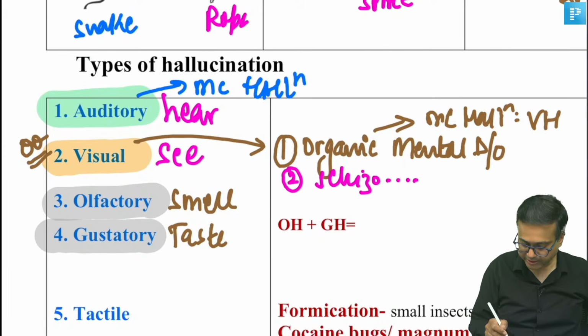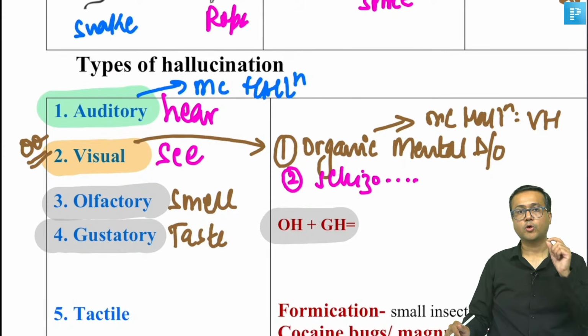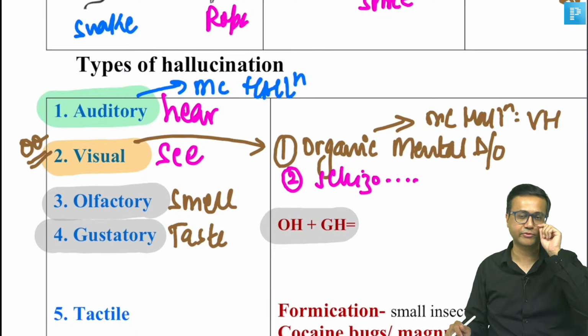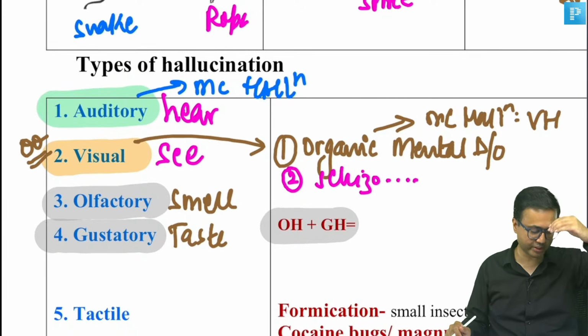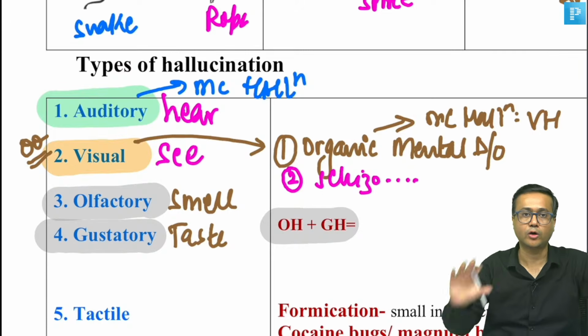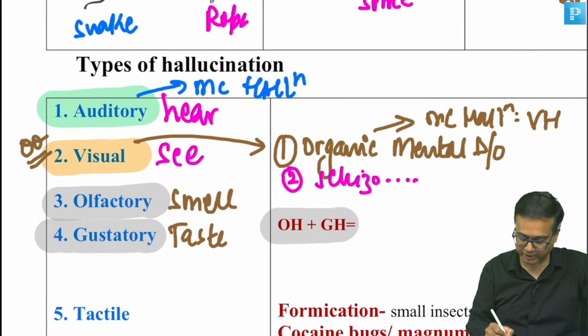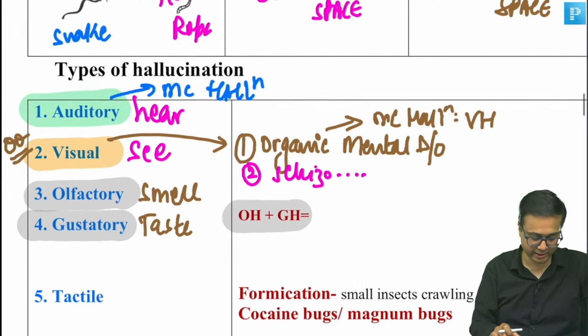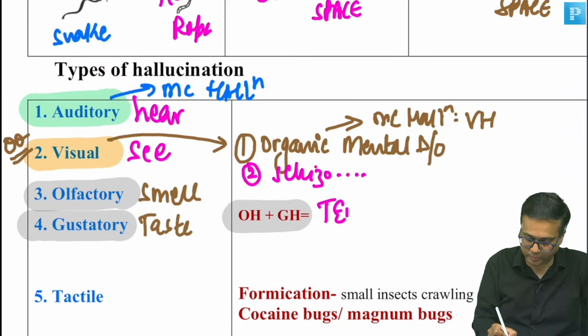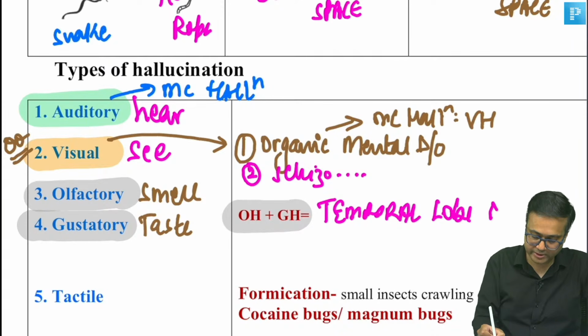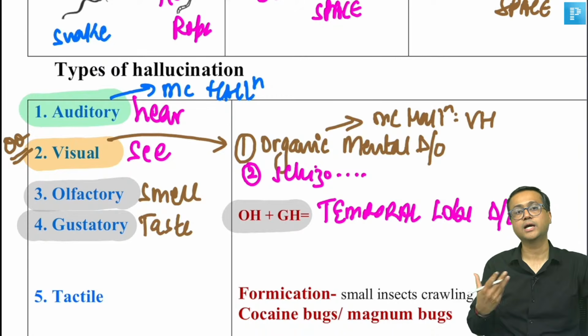But a patient has developed olfactory and gustatory hallucination after a head injury. Can you tell me which area may be involved? Very good, beta, which area may be involved? Olfactory and gustatory hallucinations developed after an accident. Which area may it be? Very good, in temporal lobe disorders. In temporal lobe disorders, a person may sometimes develop these hallucinations.